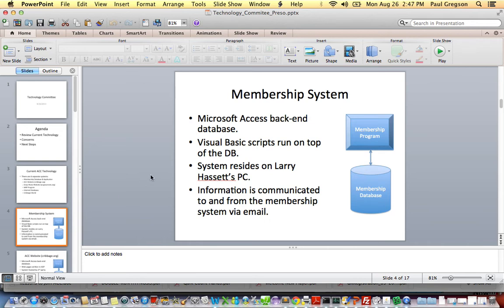So first, the membership system. The membership system uses a back end of Microsoft Access for a database, and then has Visual Basic scripts that run on top of that database. The system resides on the membership secretary's PC, and information is communicated to and from the membership system to the other systems via email.